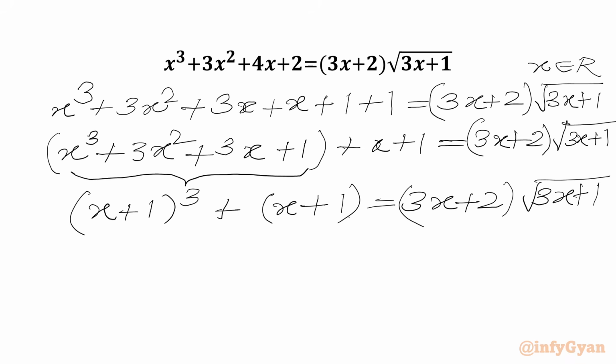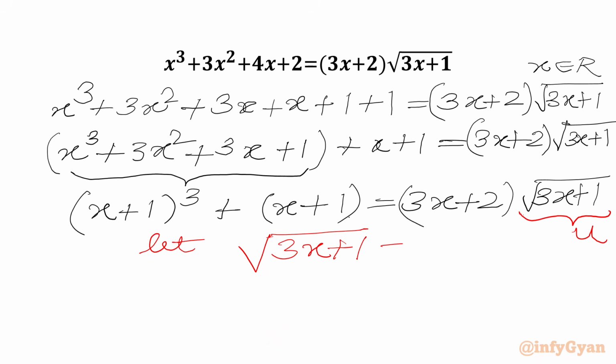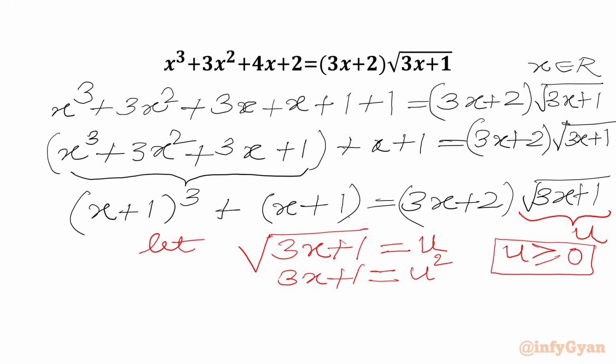Now we are going to consider a substitution. Let us say square root of 3x plus 1 is equal to u. So u must be non-negative, greater than or equal to 0. Now we'll be squaring both sides. So 3x plus 1 will be equal to u square, or we can write 3x equal to u square minus 1.